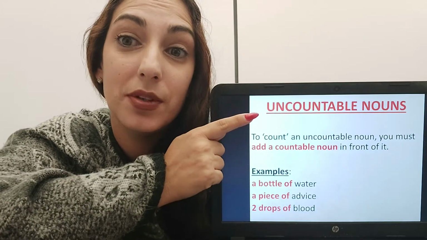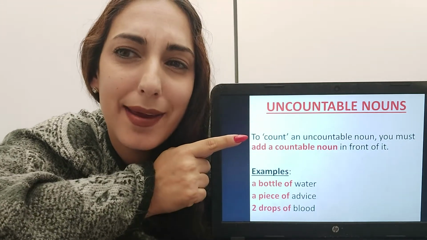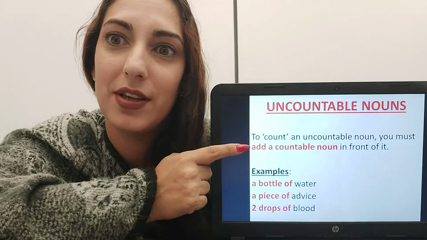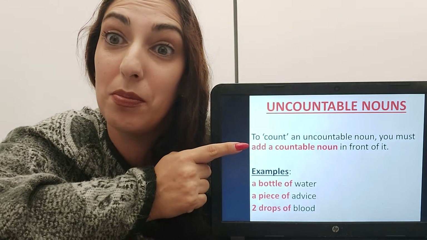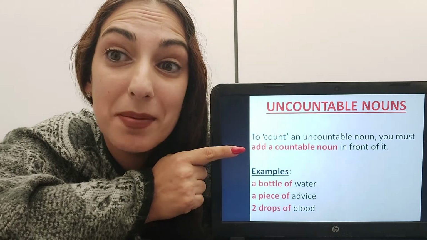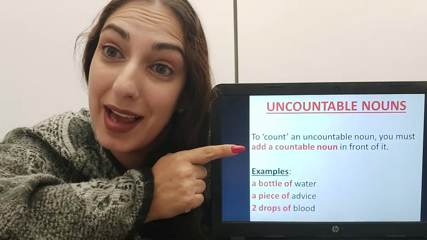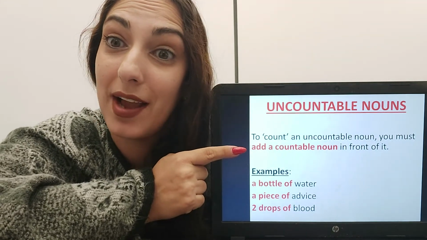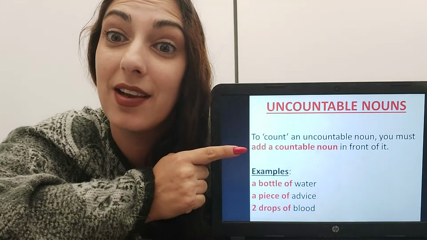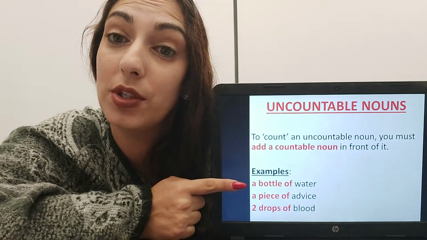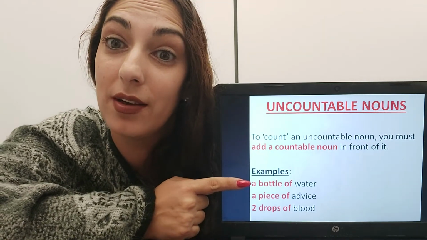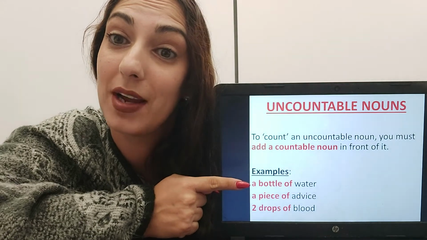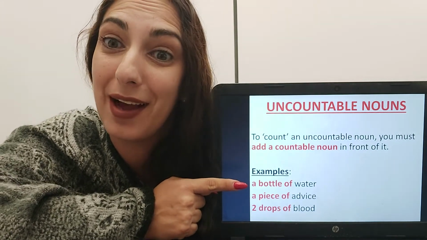Now, uncountable nouns. How can I count an uncountable noun if there's no number that I can put in front of it and no plural form? Well, very simply, I just add a countable noun in front of it, just so that I can count some number of it. For example, a bottle of water. This is 1 bottle of water. Bottle is countable, therefore I can put it in front of water to make it countable.